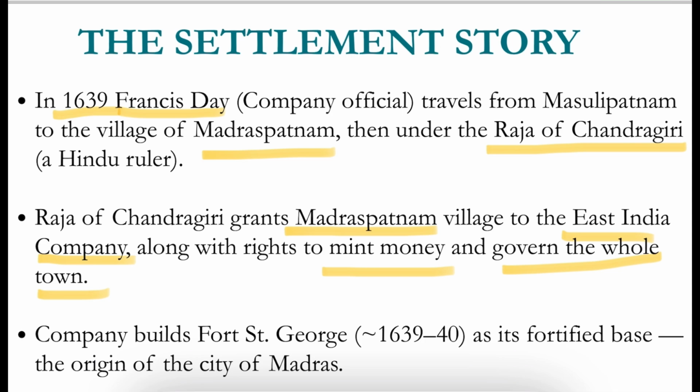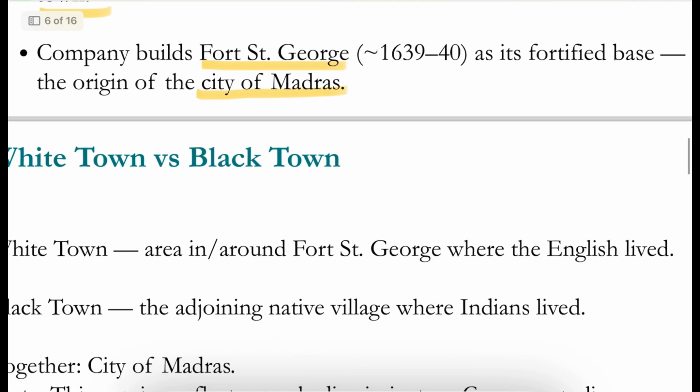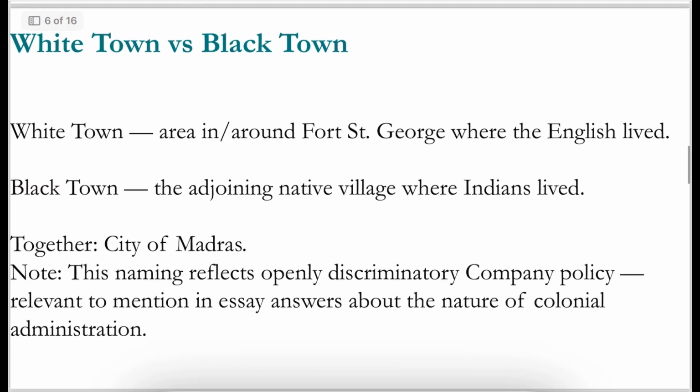Okay, so on this land, the company built a fortified settlement named Fort St. George, constructed around 1639-1640. This fort became the nucleus of what would grow into the city of Madras. Okay, now this city of Madras comprised of two towns or two parts.